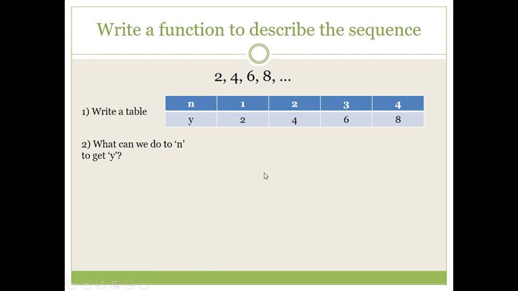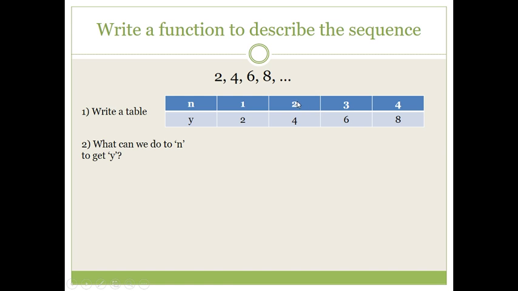Don't get confused and think that maybe this means that it should be y equals n plus 2. Because notice if I say y equals n plus 2, then that means I could take this 3 and add 2 to it and get my y value. But 3 plus 2 is 5, not 6.